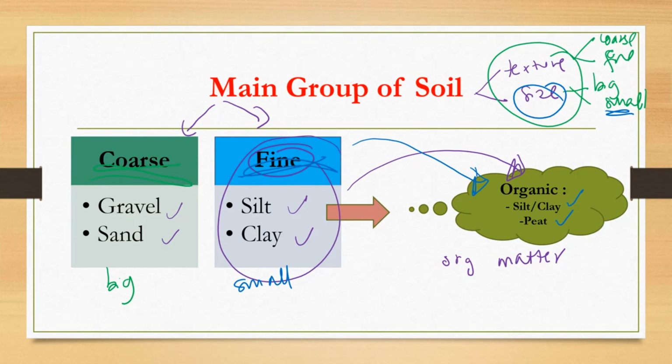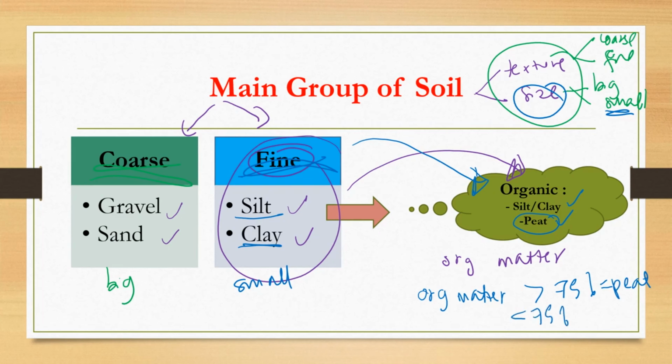Organic silt and clay. Again, remember, silt and clay belong to fine grain soil. And another one is peat. We know that when we're talking about organic soil, it must have a sufficient amount of organic matter. If the organic matter is more than 75%, this will be regarded as peat. If it's less than 75%, then it can be categorized as either organic clay or organic silt.